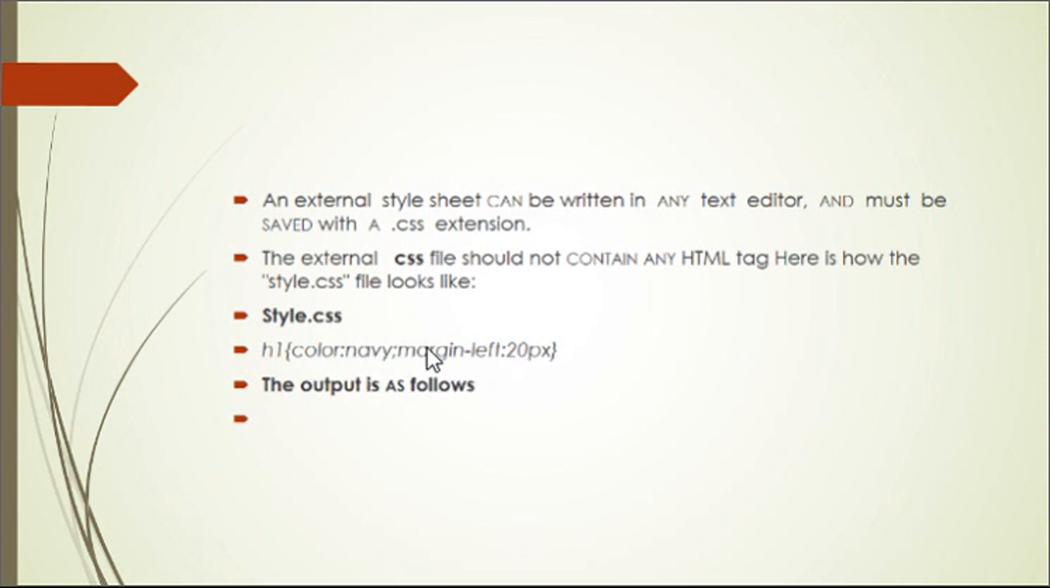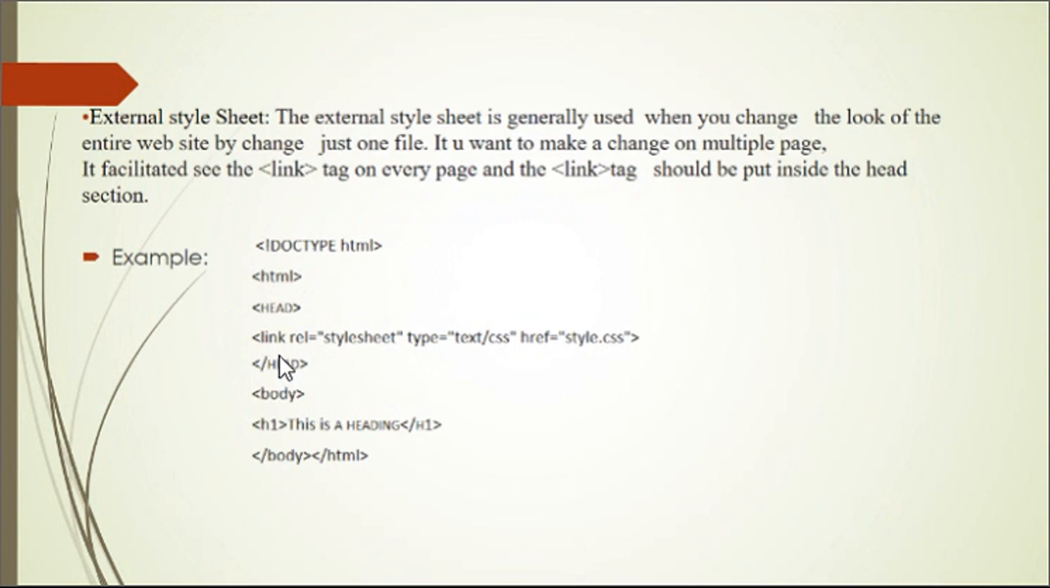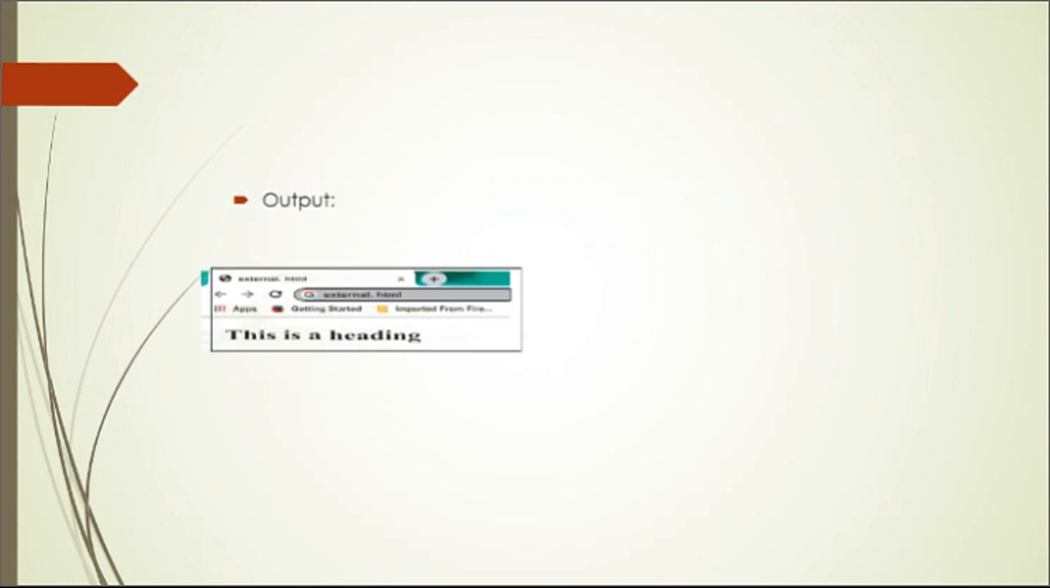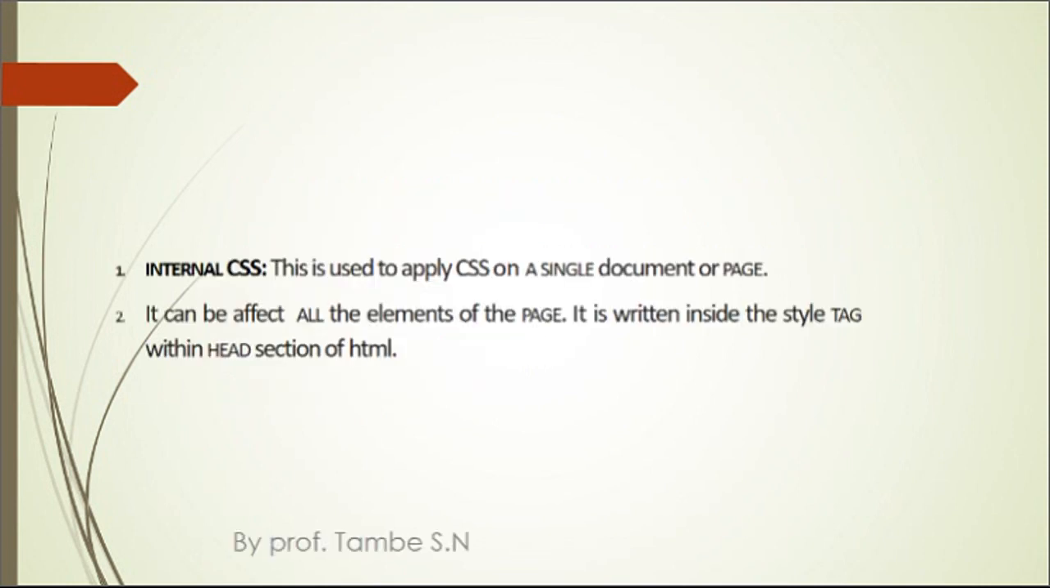So this property, only one line, we are inserting and storing on the desktop using the CSS extension. Link this h1 file to your program. How to link? Link rel is equal to stylesheet, type text/css, href, write down the name with the .css extension. This is the syntax for the external style sheet. When you run the program, your output will be like this. This is a very simple program by which we can write external CSS.